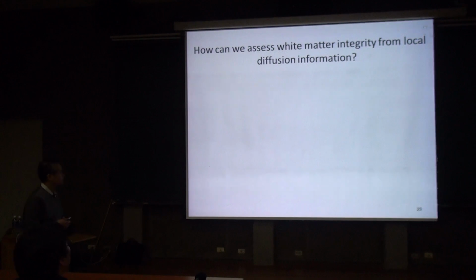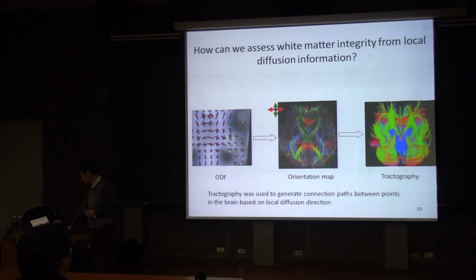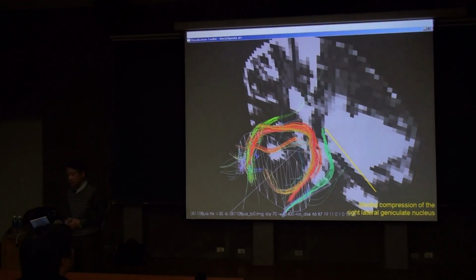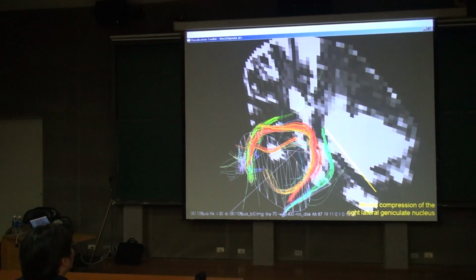So here, once we acquire the DSI, we can calculate the ODF, orientation distribution function, at each position, and then we can determine the local fiber directions at each position, and then we can do the tractography to get the brain fibers like this. So this is the first application in our patients.